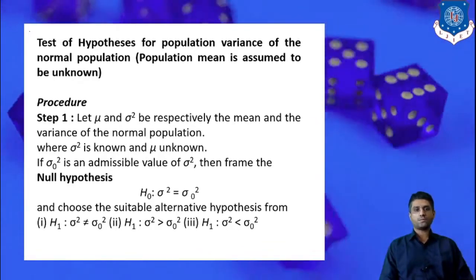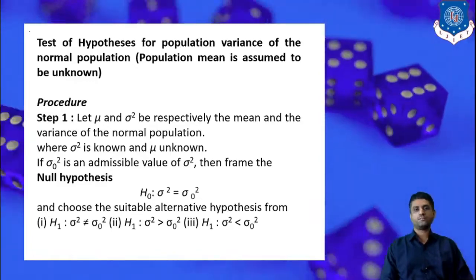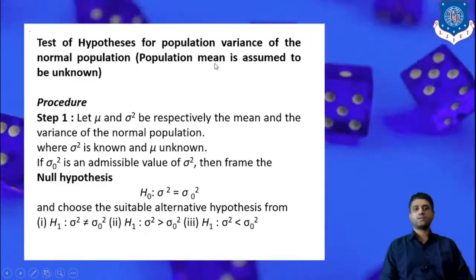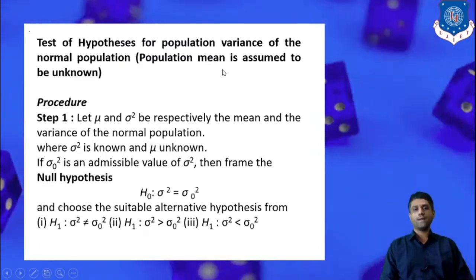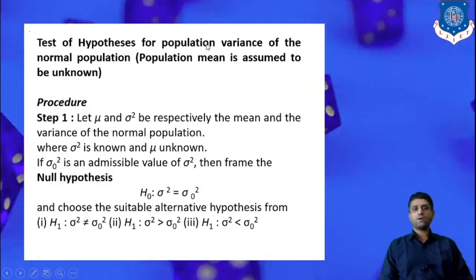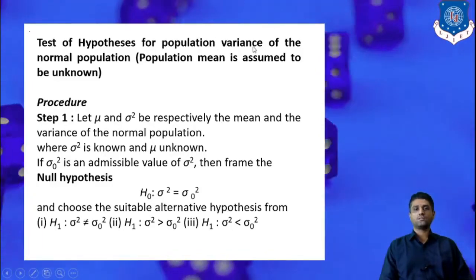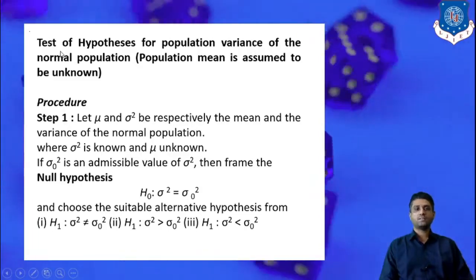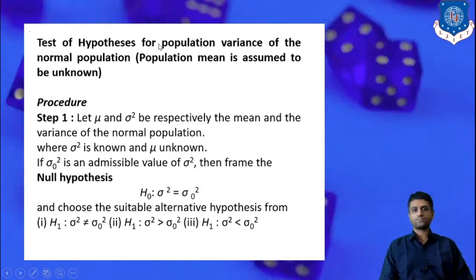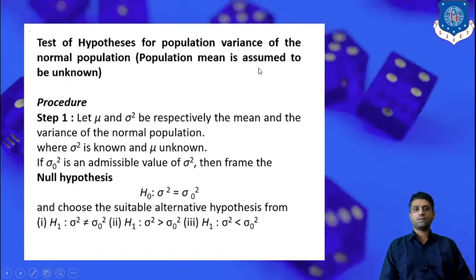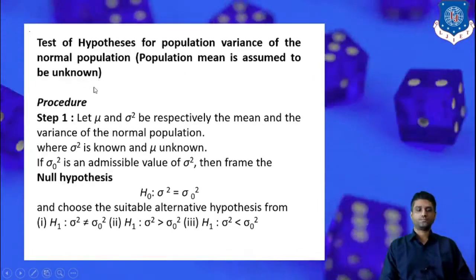In the previous T distribution and Z distribution, the test statistic is used to check whether the mean is rejected or not, on the basis of the population variance not being known. But in this case it is totally opposite. These are the tests of hypothesis for population variance, where the population mean is assumed to be unknown.